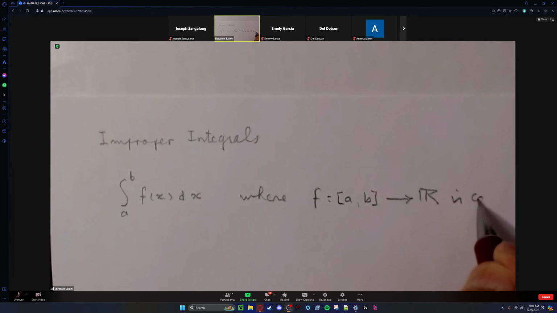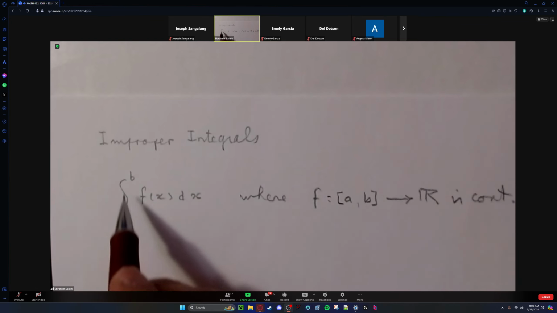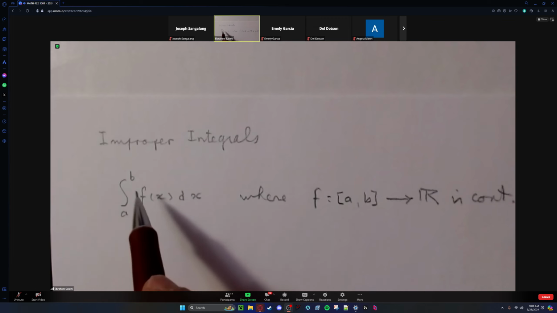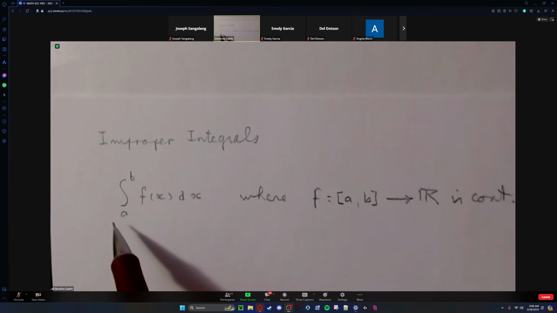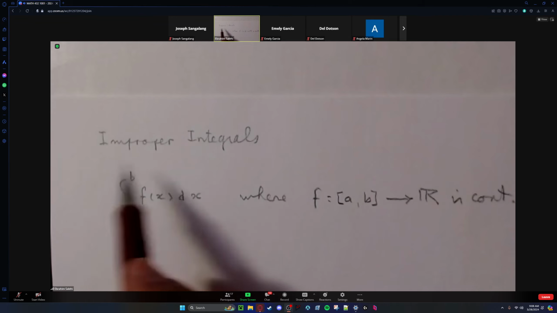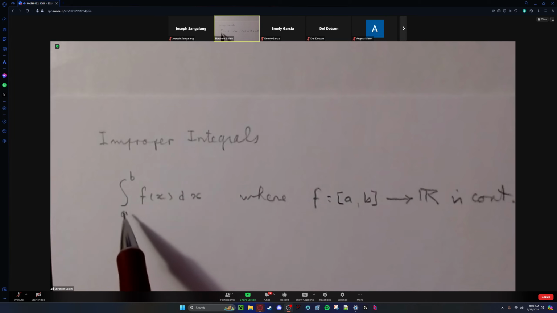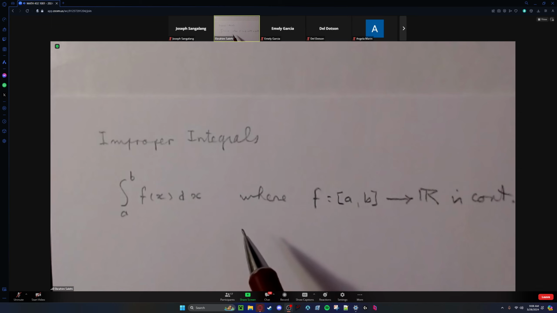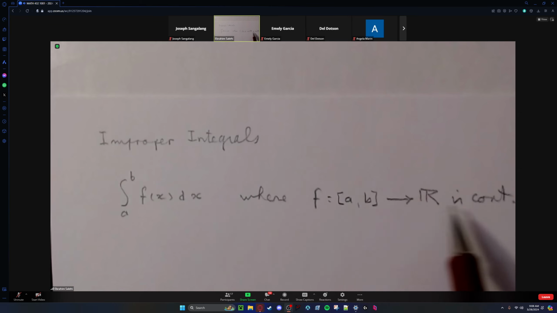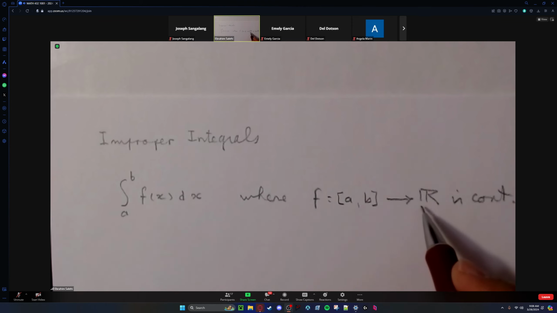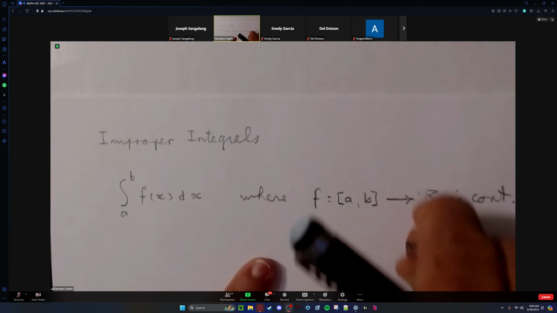It's continuous. Now, so a and b are numbers. What if one of them becomes infinity? Oh my goodness, all right? That is called improper integral. What if this guy becomes negative infinity? That is called improper integral. What if the function is not continuous, had a bad point, had a point of discontinuity in that interval, right? So that is again called improper integral.